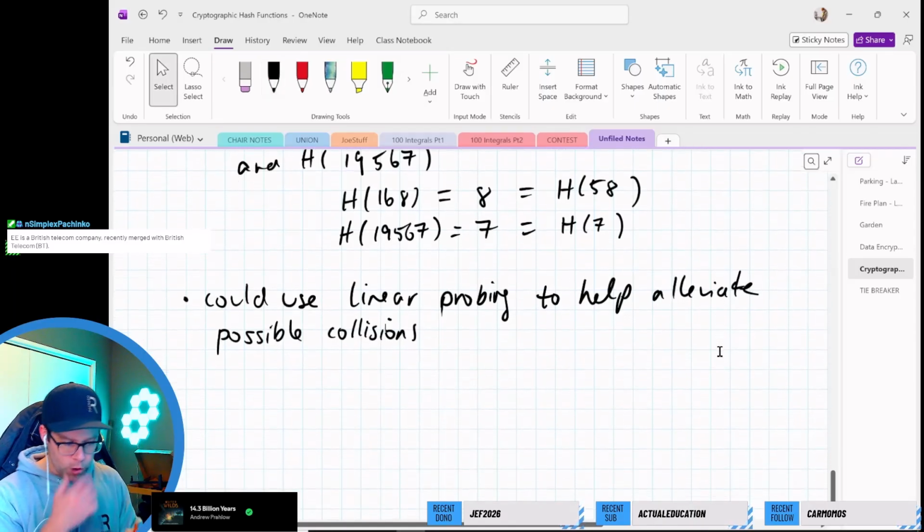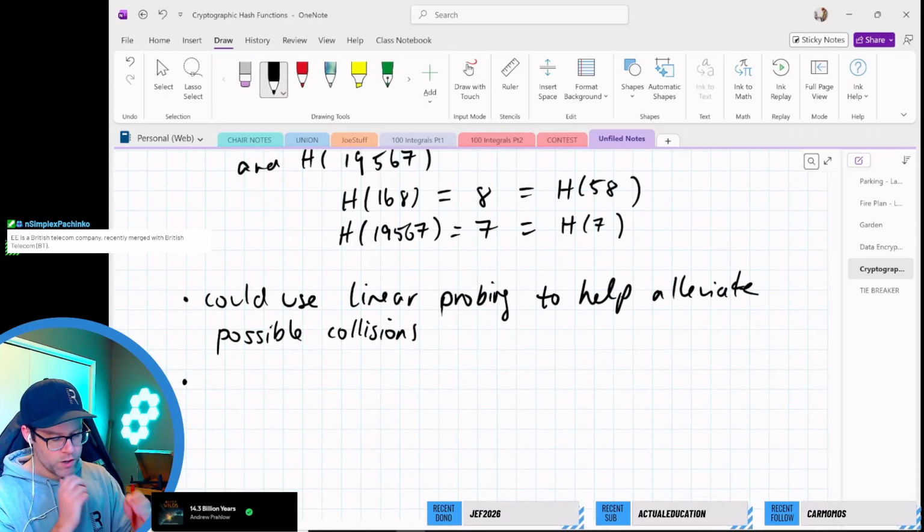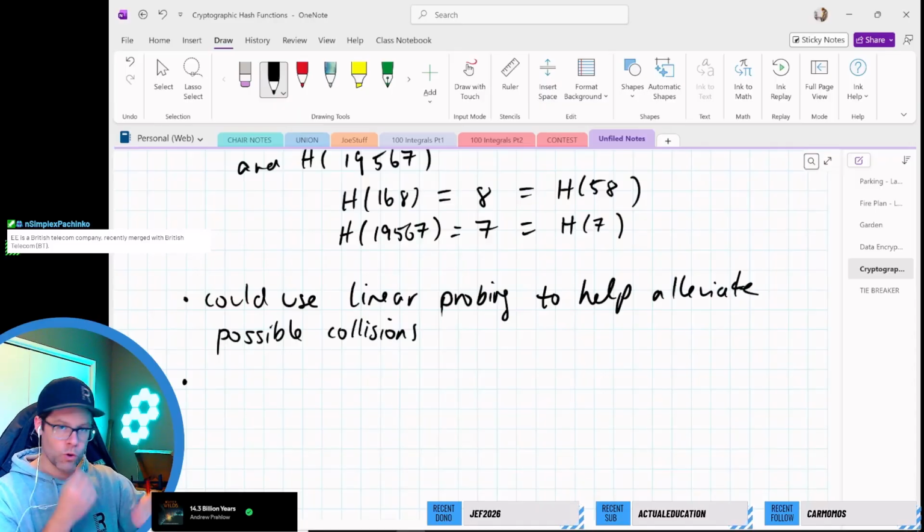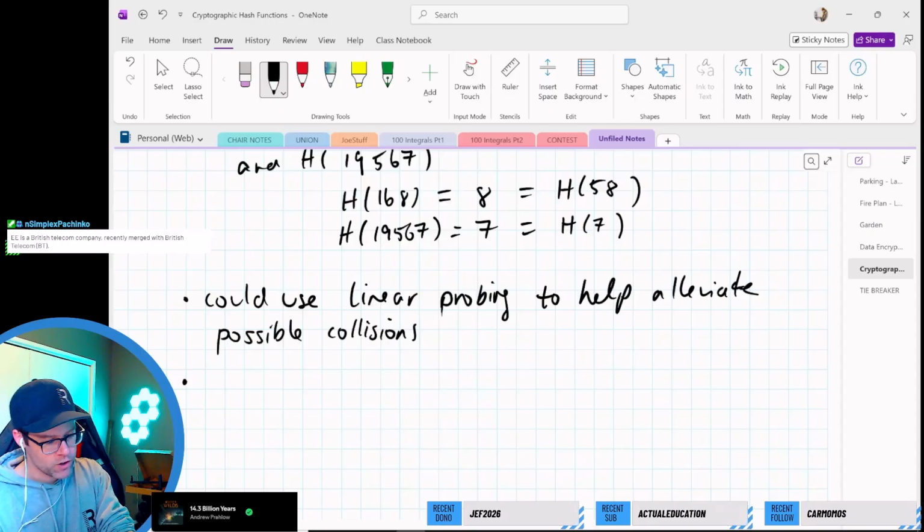So the idea with linear probing is if a collision happens, we just keep moving forward in the storage table until I find an open spot where I can store that information.